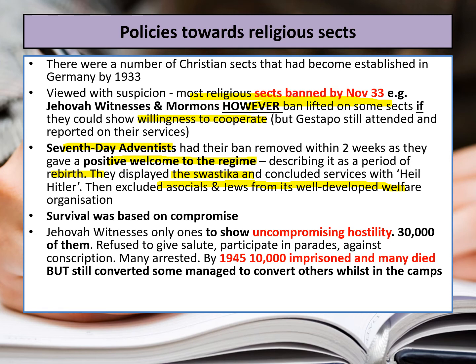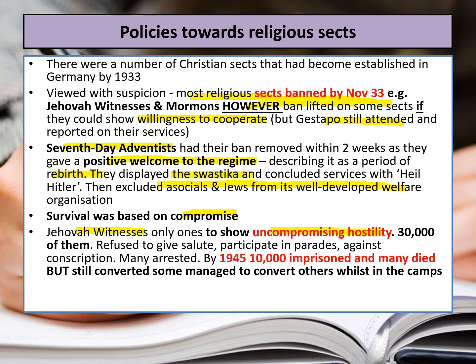The Gestapo still attended and reported on their services and watched them, but essentially life continued as normal for those groups. However, the survival of these groups was based on whether they compromised with the regime. And although most groups did, because they realised that was the only way they could survive, there were some religious groups that carried out quite significant opposition to the Nazis. The best example of this is the Jehovah's Witnesses. They were the only ones to show uncompromising hostility to the regime.